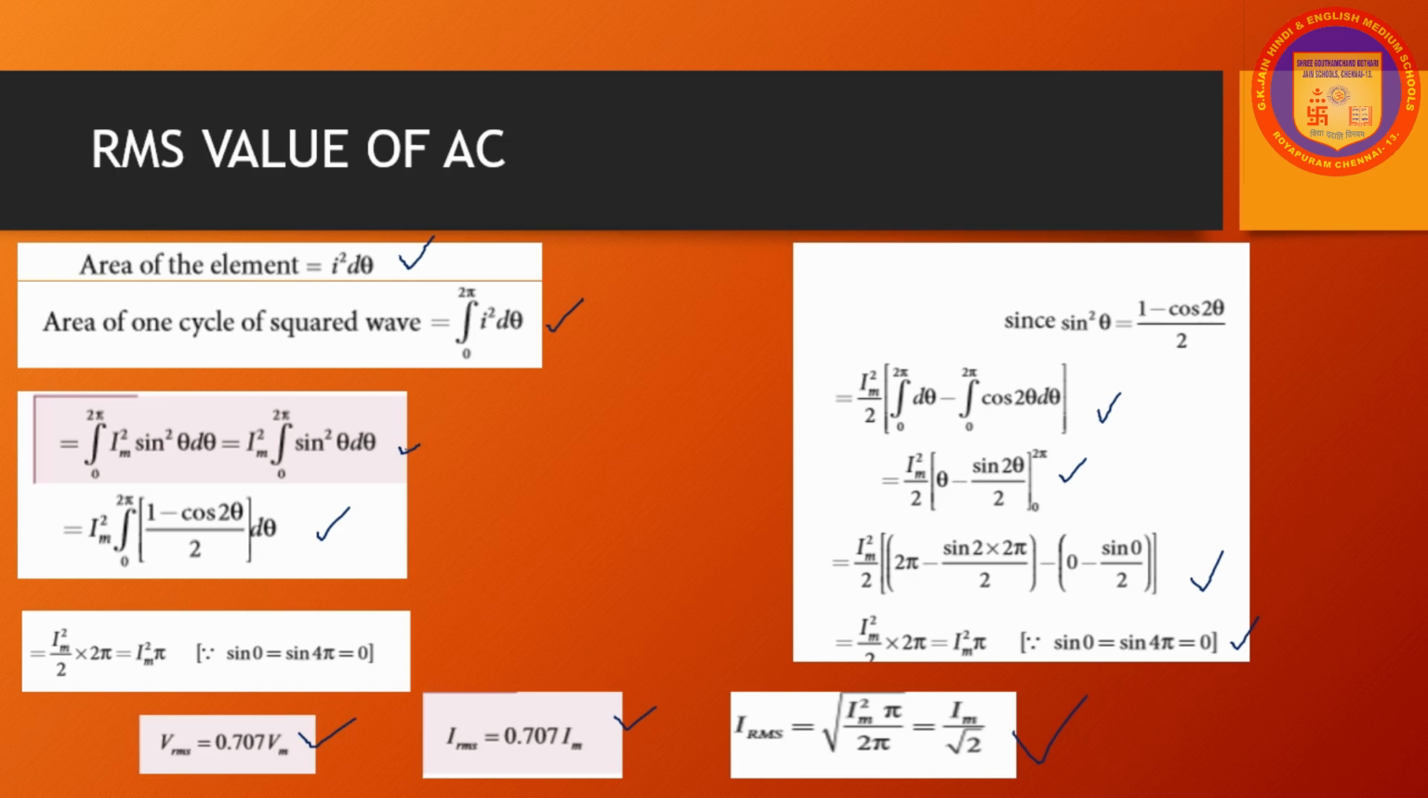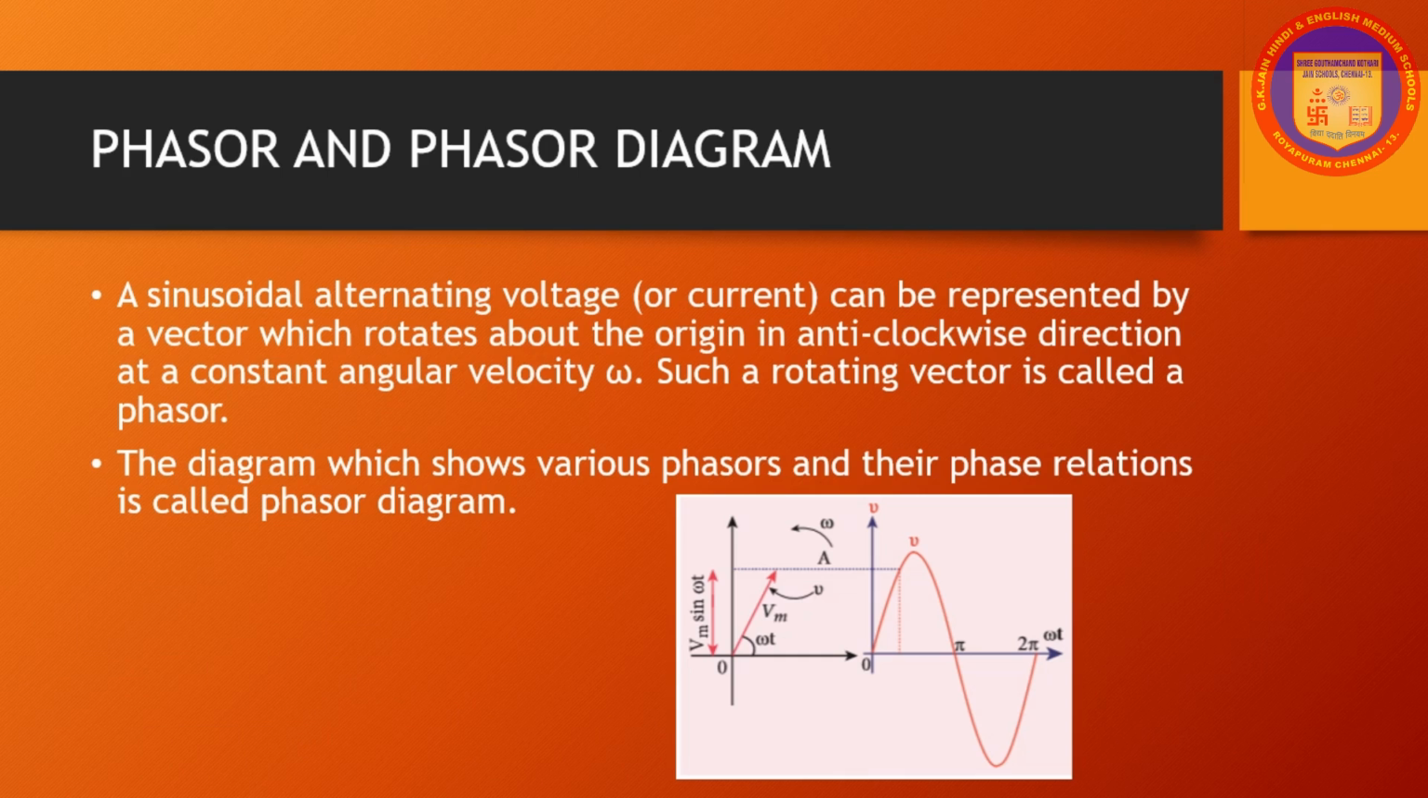Now we'll go into the next topic, which is called phasor and phasor diagram. A sinusoidal alternating voltage, or if you consider the current, can be represented by a vector which rotates about the origin in anticlockwise direction at a constant angular velocity omega. Such a rotating vector is called a phasor. Phasor diagram: the diagram which shows various phasors and the phasor relation is called a phasor diagram. Here one example is given. The diagram you can see over here.